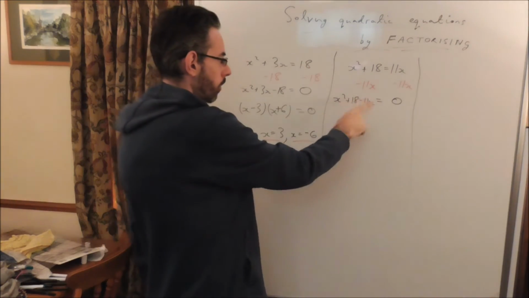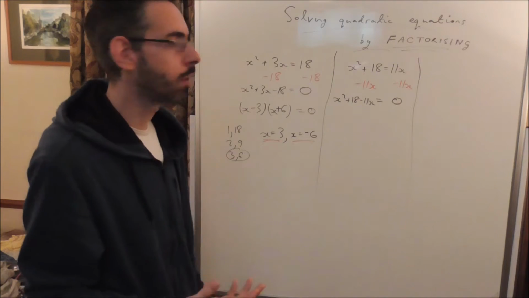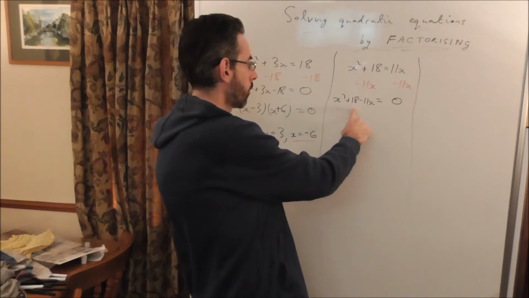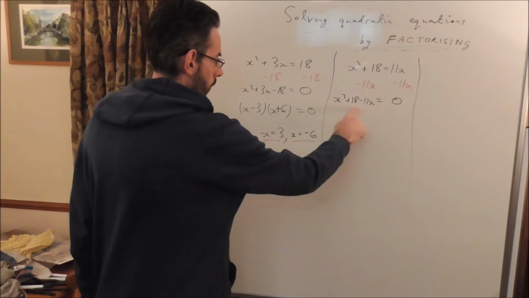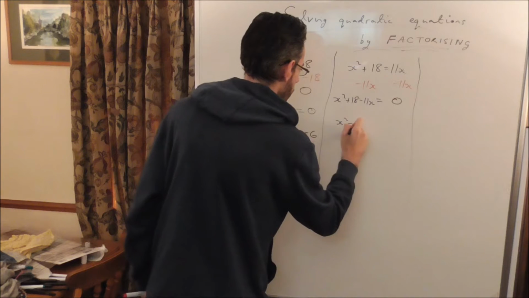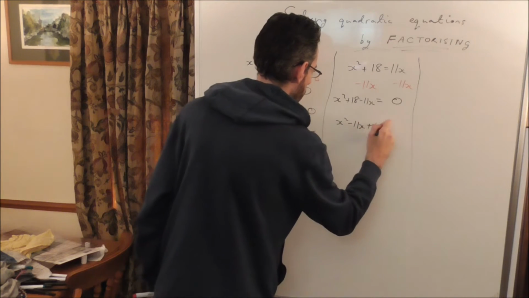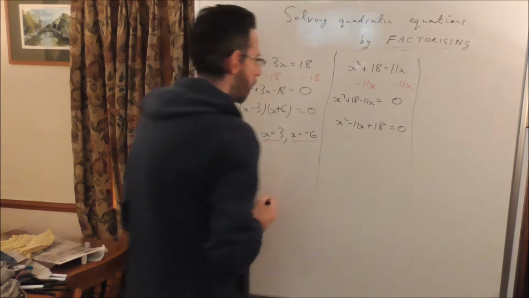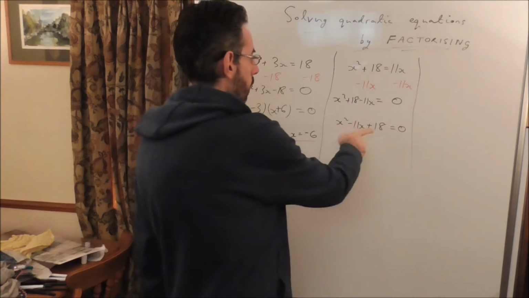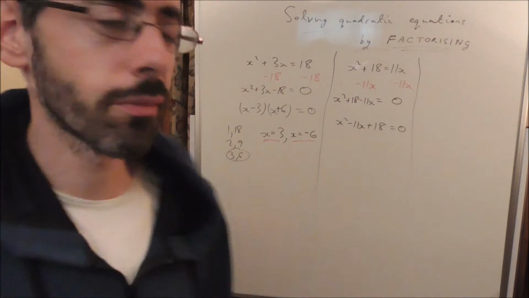Now I'm just going to reorder the terms. When I factorise, I find it easiest to factorise quadratics if you've got the x squared term at the front and the number term at the end. So I'm just going to switch these two terms round. So x squared minus 11x I'll put in the middle, plus 18 I'll put at the end, equals 0. Right, now we've got 0 on one side, so we factorise the expression on the other side.